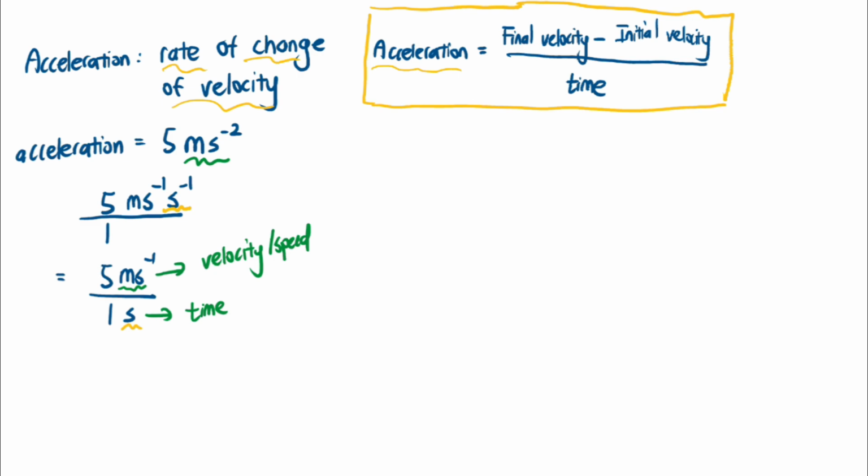So therefore, an acceleration of 5 meters per second squared can be interpreted like this: the velocity of the car increases by 5 meters per second for every 1 second.